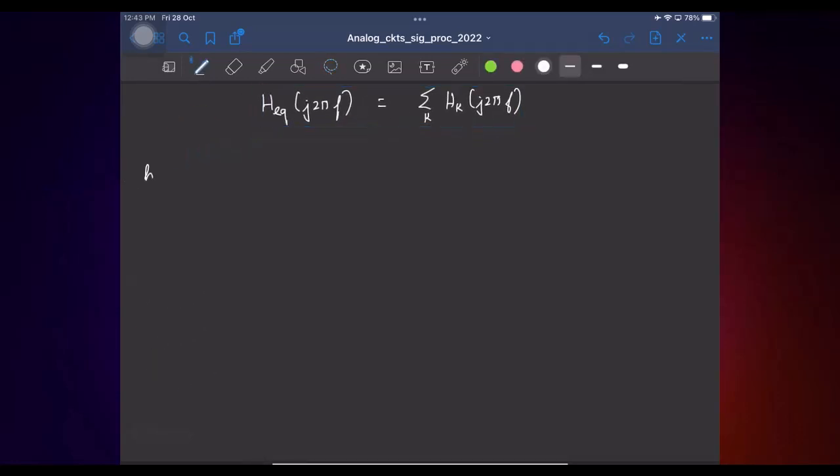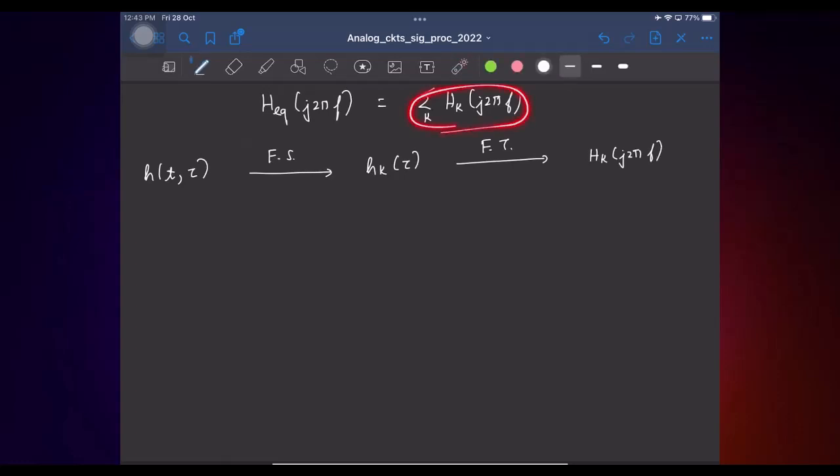So for the LPTV network, h(t, tau) is the impulse response. I take the Fourier series, what do I get? h_k(tau). I take the Fourier transform of this, what do I get? The harmonic transfer function. Okay, so now what I have is the summation of all the harmonic transfer functions.